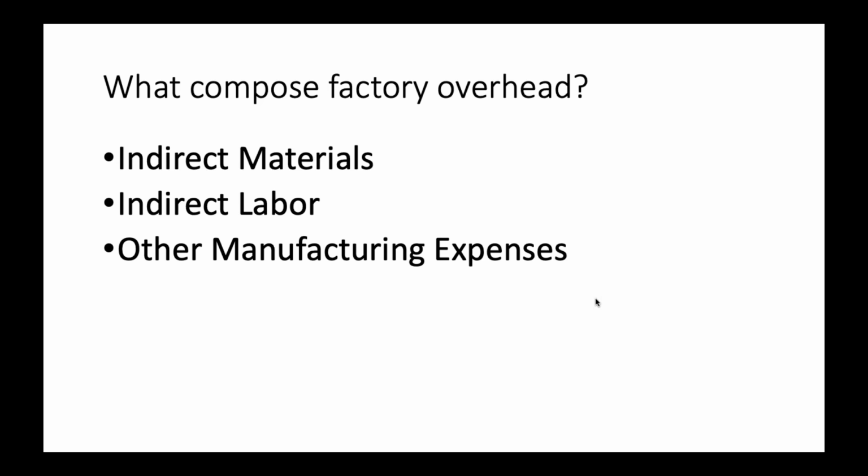Other manufacturing expenses include factory rent, factory utilities such as light and power, factory building insurance, depreciation of the factory property and equipment, taxes of the property where the factory is located, and other expenses like security.